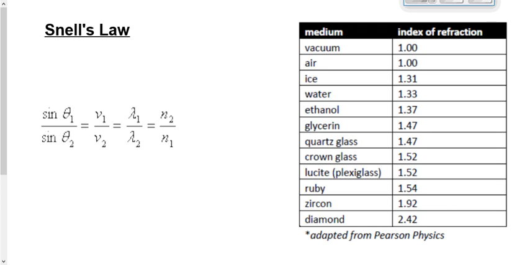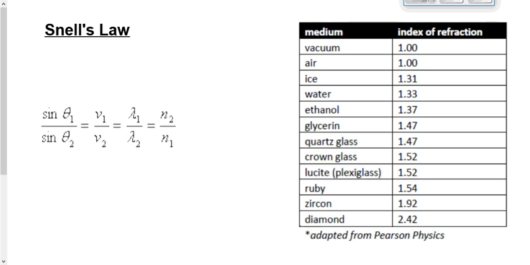Here's the equation that relates all of this stuff together. It's called Snell's law, and it's kind of an ugly looking equation, but when we dissect it, it's not so bad. It says sine theta 1 over sine theta 2 equals V1 over V2 equals lambda 1 over lambda 2 equals N2 over N1. What does all this stuff mean?